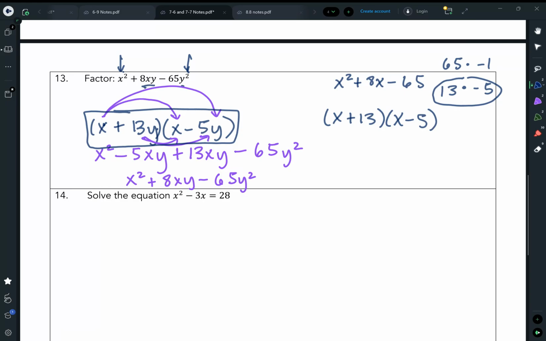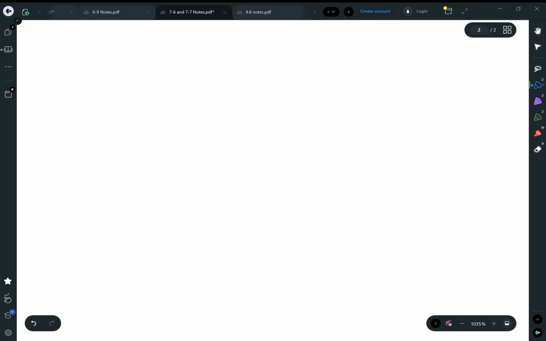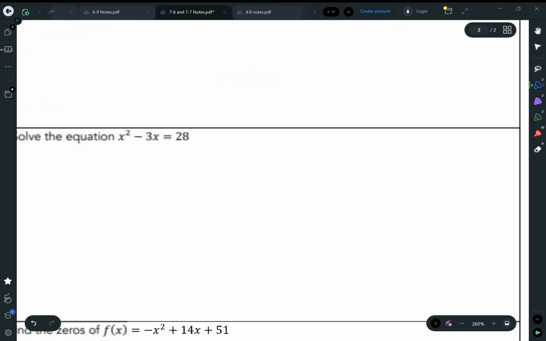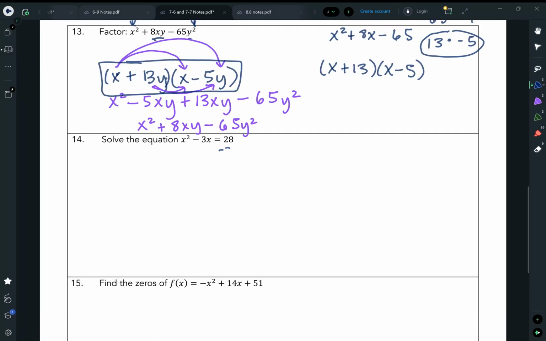The next one is asking us to solve an equation. So we're going to do that by combining our factoring with our zero product property. So to solve, if I have an x squared, I need to be able to use zero product property. So I need this to be equal to 0 instead of 28. So I'm going to have to subtract 28 on both sides. Sorry about that. We just made it really big. So minus 28, minus 28. Now I have x squared minus 3x minus 28 is equal to 0.